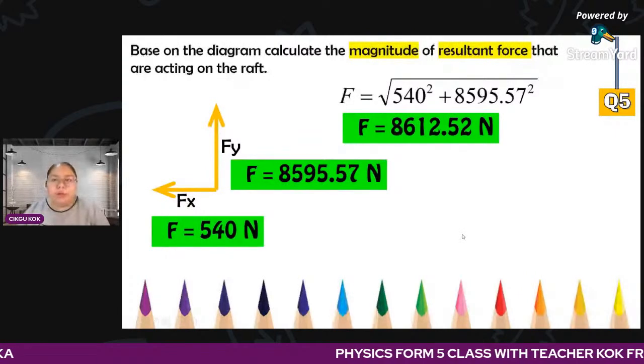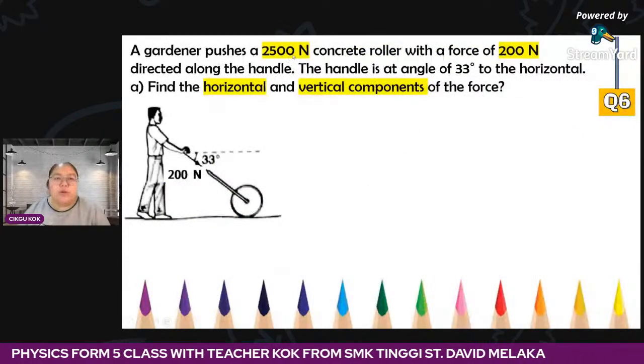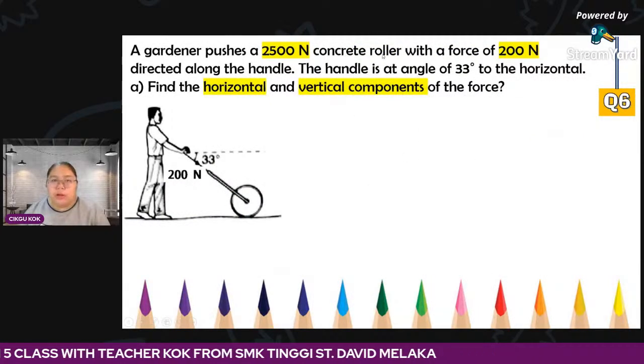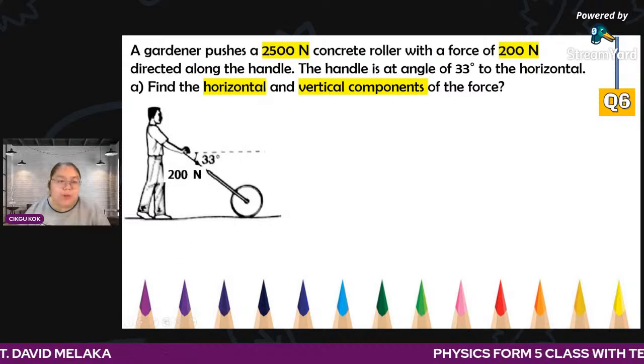Now we continue to the next part. The next part is question 6. The gardener pushes a concrete roller with a force of 2,500 Newton, and with a force of 200 Newton they push down. Push means the arrow goes down.